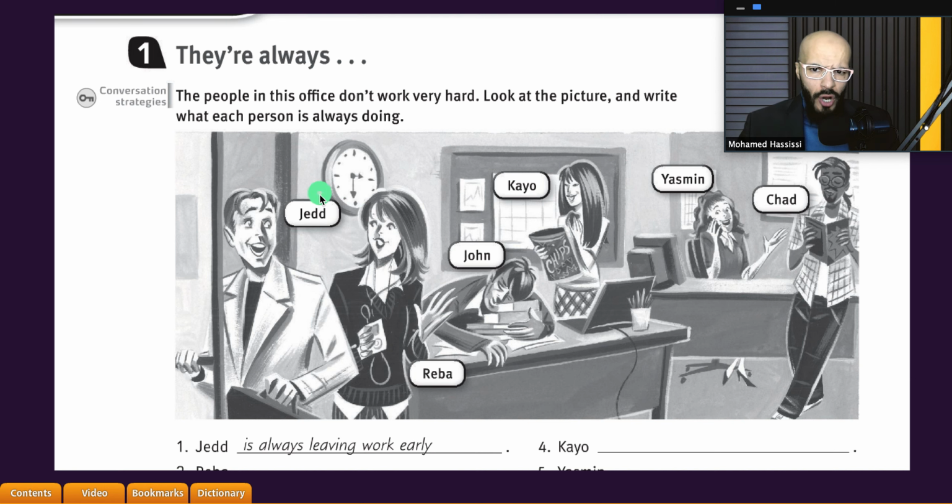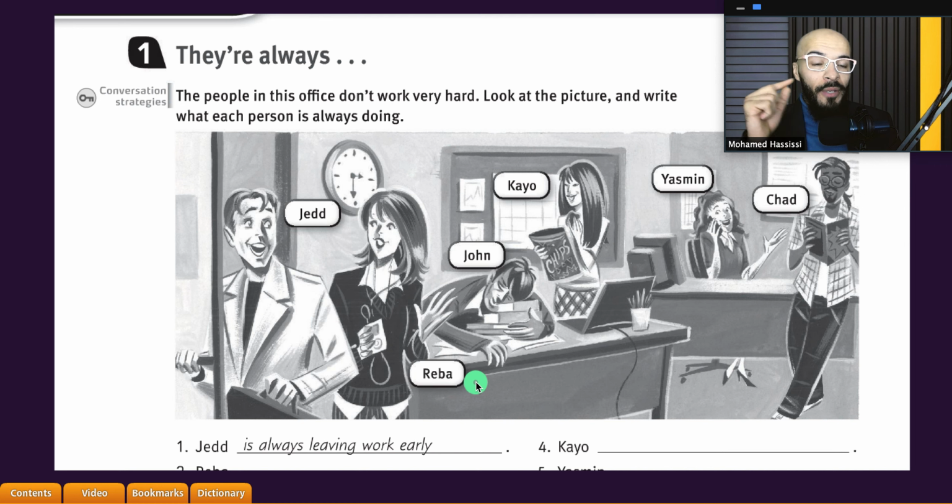The clock here shows 2:30, and Jed is carrying his suitcase and he's leaving. So what does that mean? It says here in the beginning that in this office, people don't work very hard. So Jed is always leaving work early, meaning he doesn't do his entire shift. He doesn't complete his shift. He leaves early. Tell me about Reba.